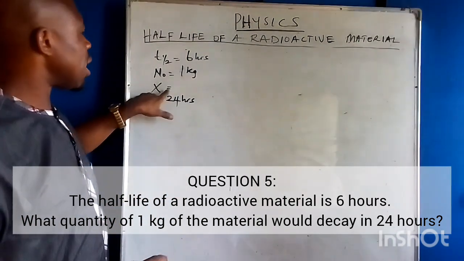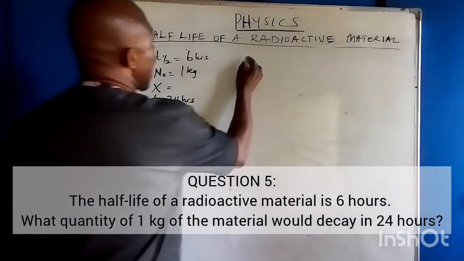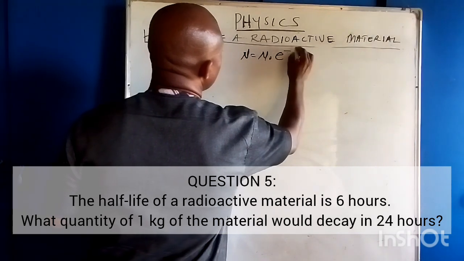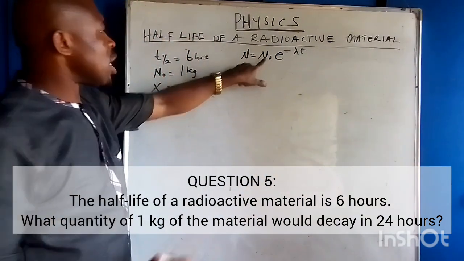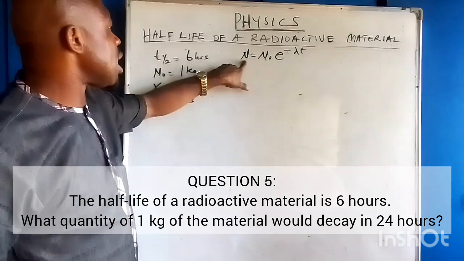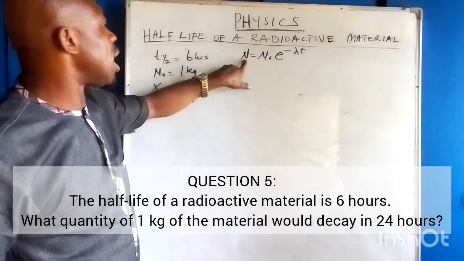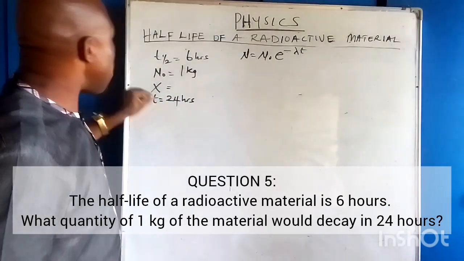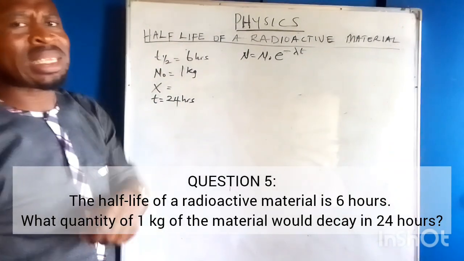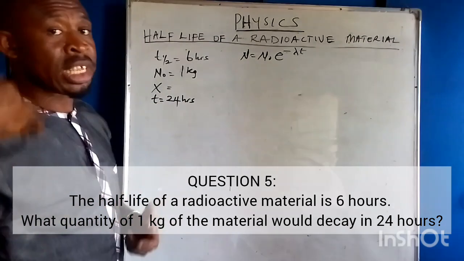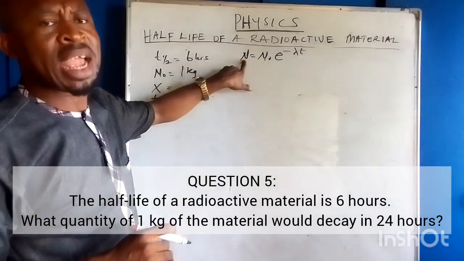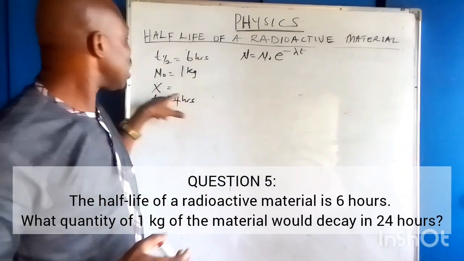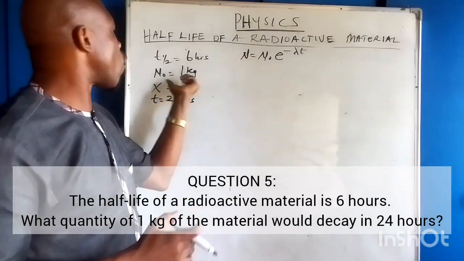Remember, the decay law says N is N naught exponent minus lambda T. So this is the original mass, and this one is the mass remaining. But in this case, they want the mass that will decay. So what we'll do is find N. After getting our N, we subtract N from the original number.